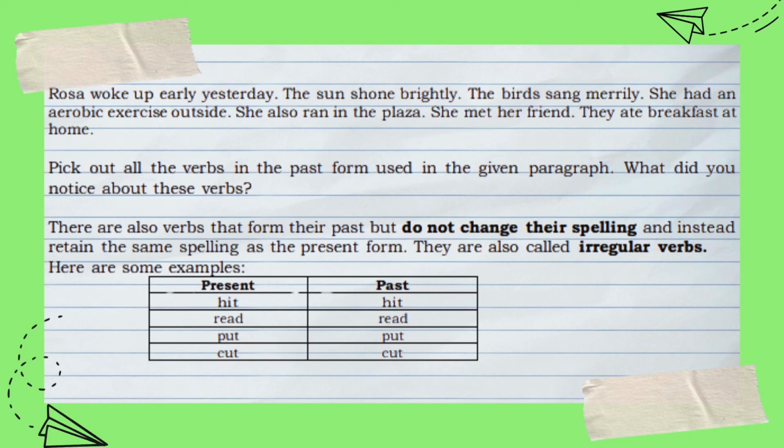For those verbs that we only add ed to form their past form, we call them regular verbs. While for those verbs that we change the spelling, and for the verbs that we retain their spelling, we call them irregular verbs. We have here examples of verbs that retain the spelling. We have hit, read, put, and cut.